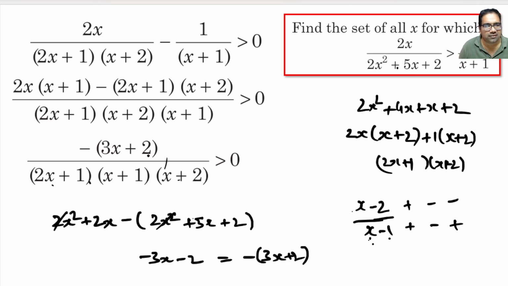Similarly, when x crosses minus half, if 2x + 1 is 0 then x equals minus half. It crosses minus half, minus 1, minus 2, minus 2 by 3. Whenever x crosses these, the value changes from positive to negative or negative to positive. The sign of this expression will change. For example, here when x is greater than 2, both are positive. When x is less than 1, both are negative, and when x lies between 1 and 2, then one is positive, one is negative. So the expression value changes from one to another.